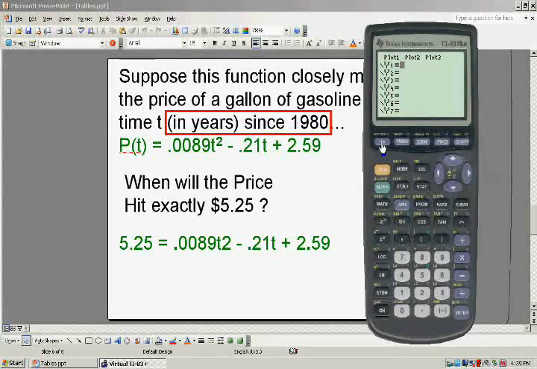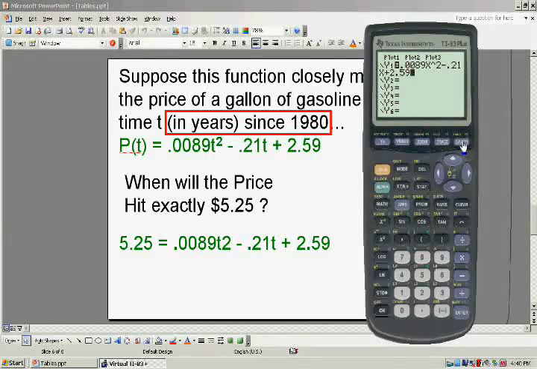Now, remember that I can replace t with x. It really doesn't matter what letter it is, and I don't have a t button, so I'm going to have to do it with x. So let's put this function in as nightmare as it appears. Let's see, that's going to be 0.0089 t squared, or x squared, x to the second, minus 0.21, and I'll use the x again instead of the t, plus 2.59.